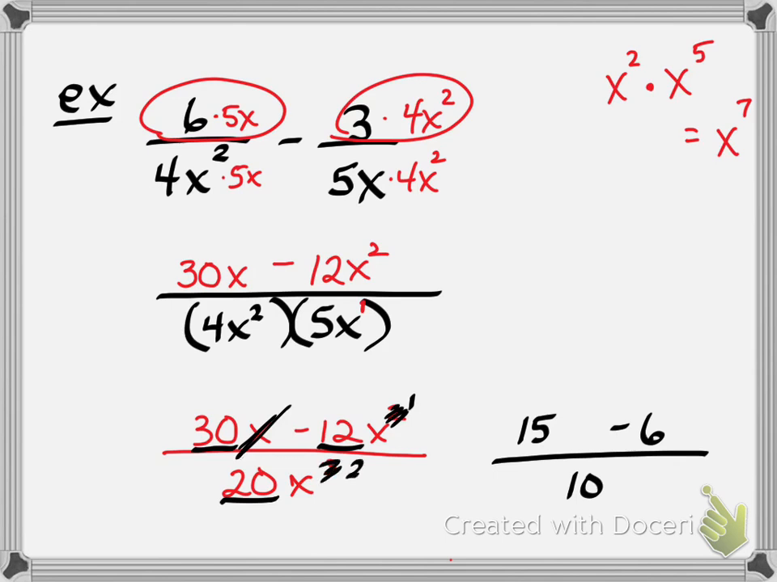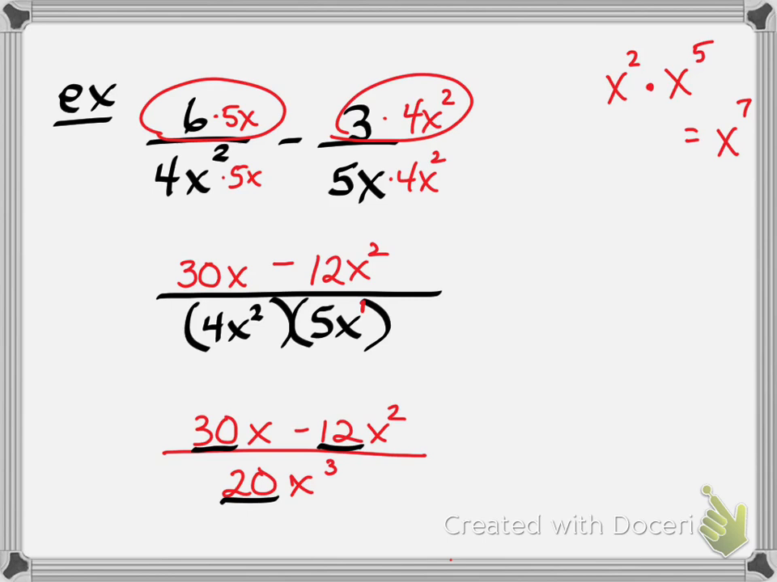So 15 minus 6x over 10x squared. Let me redo that a little bit. I'm not sure that you love that very much.